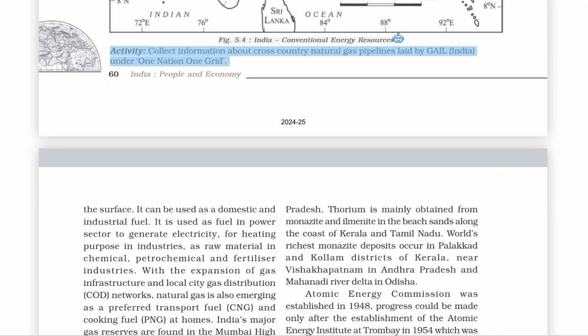Activity: collect information about cross-country natural gas pipelines laid by GAIL India under One Nation, One Grid.